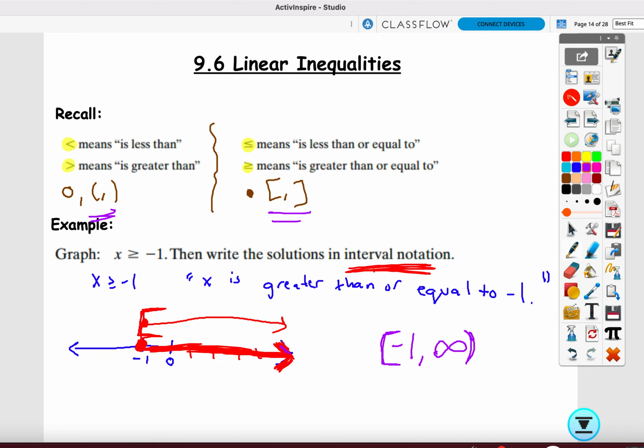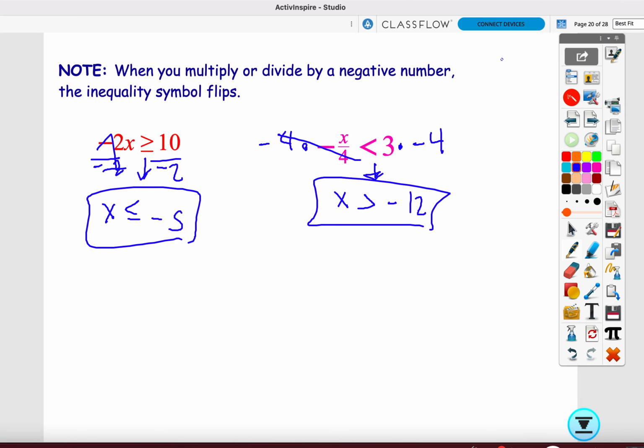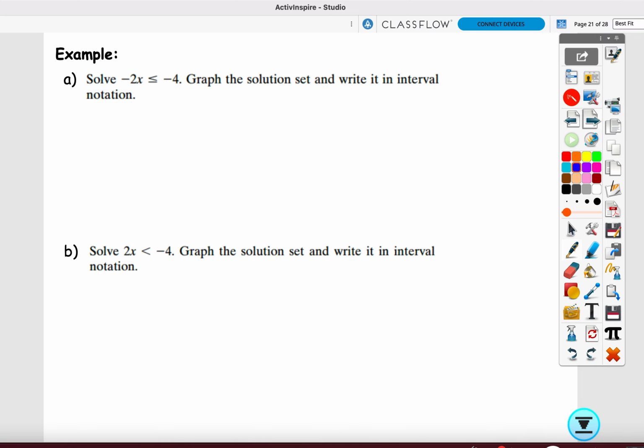That is very important. Here we're dividing by a negative 4, so we're going to multiply by a negative 4. It cancels out, so we get x is greater than negative 12. See how it flips. So remember that rule, guys. That's going to be true for all cases, and it's important that you remember that as you move on in this lecture. So we have some examples, seeing that real quick.